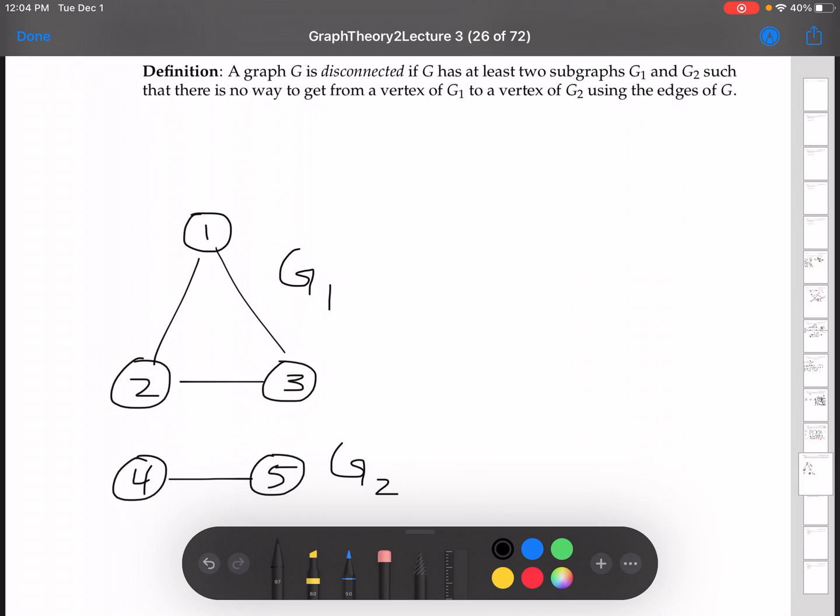There's just no way to drive along edges from the vertices of subgraph G1 to subgraph G2. Right, this is disconnected. Now let me draw a connected graph.